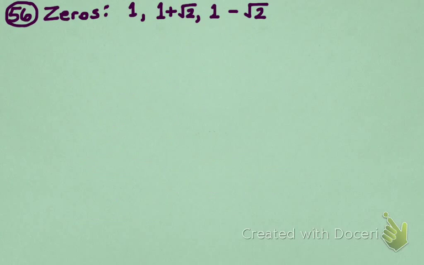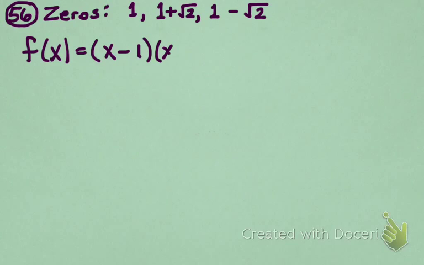That one was not too bad, and now we go to number 56. And when you look at the zeros, you can probably figure out why I wanted to do this one with you as well. Again, you'll start off by writing the factor that would give us a 0 of 1, which would be x minus 1, and then a factor that would give us a 0 of 1 plus the square root of 2. Now watch carefully how I do this.